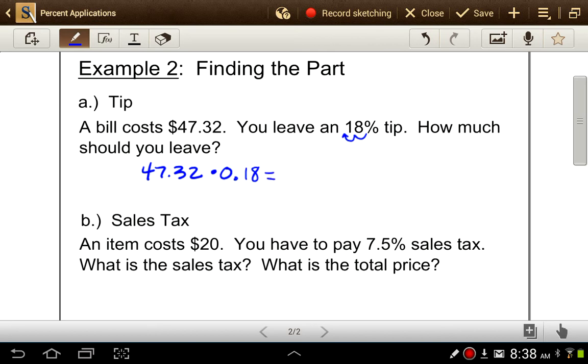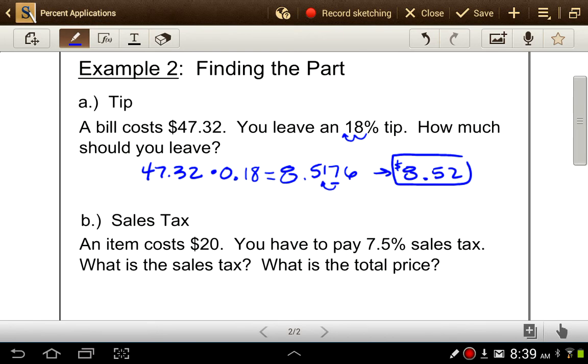The answer that I am going to get is going to be 8.5176. Since this is money, how much money should I leave here? I have to round to the nearest cent. So my final answer is $8, don't forget your dollar sign, and 52 cents. This 7 makes the 1 go up to a 2.